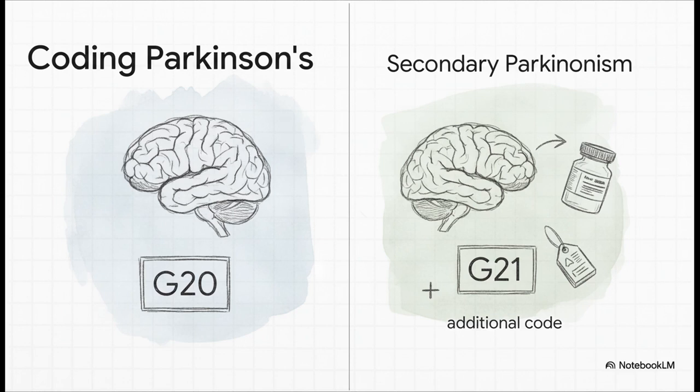If it's primary Parkinson's, the disease itself, it's a straightforward G20. But if the symptoms are just a side effect of something else, like a medication, it's called secondary Parkinsonism. In that case, you use a G21 code, and you have to add another code to specify that cause. See? It's another way the system demands the full clinical picture.